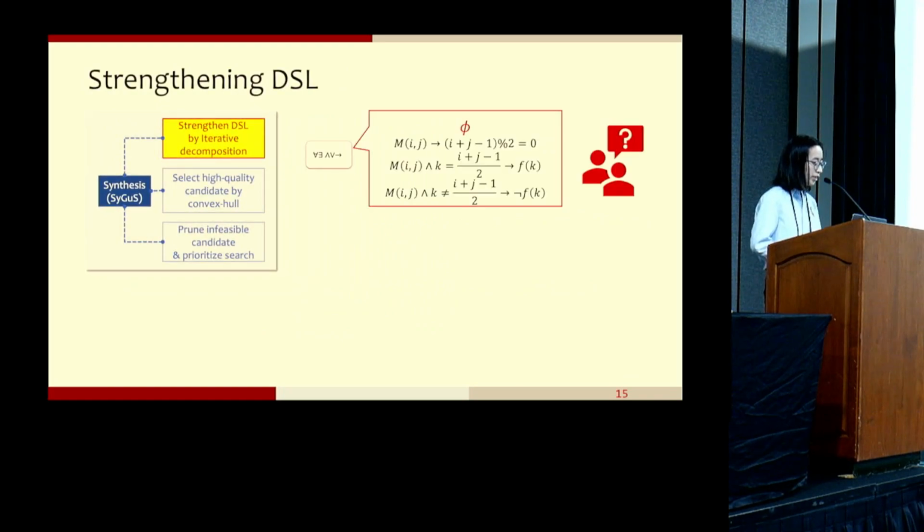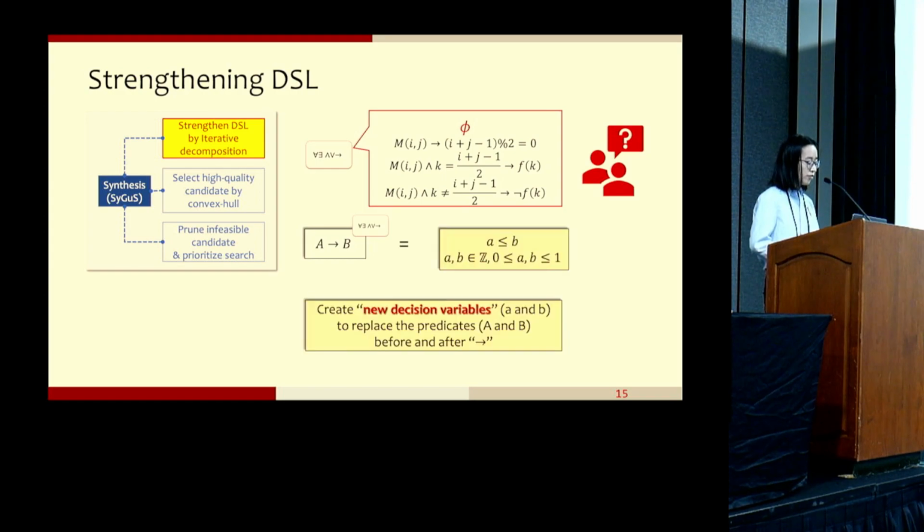Given a Boolean operation such as the one shown in the protein folding example, you may want to add more decision variables to this. Otherwise, the DSL is not expressive enough to capture the equivalent linear format. So in this case, for A implies B, we may need to add some small decision variables, such as a and b, to replace the predicates before and after the implication, so that we can rewrite this implication as an inequation.